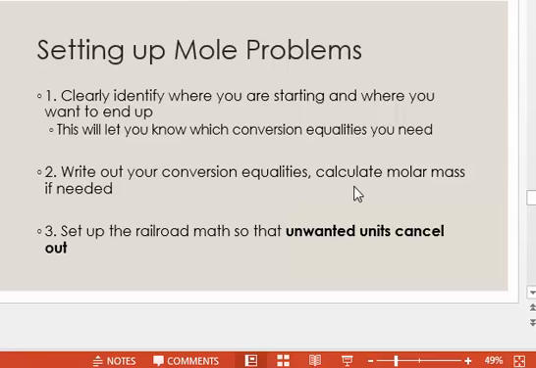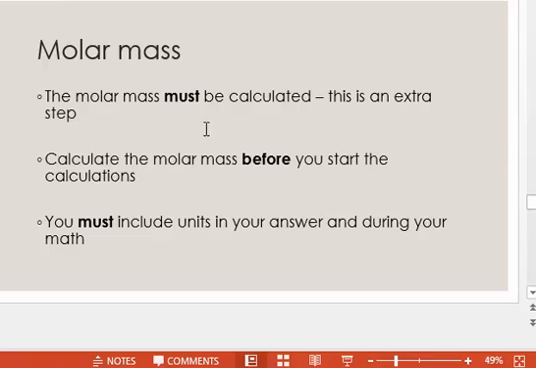If you need a molar mass, calculate it. Next, set up the railroad math so that you start with the given and arrange all conversion factors as ratios so that the unwanted units cancel out. Remember, the molar mass must be calculated, and it is easiest to do this before you attempt the conversion math.